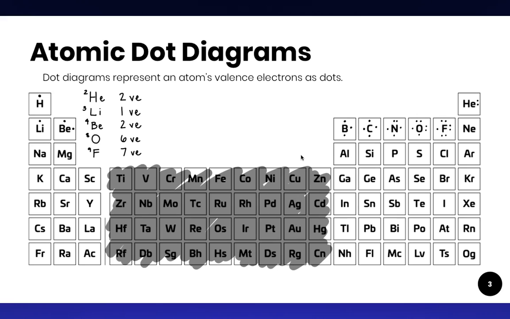Okay. Neon, a total of 10 electrons. How many valence electrons, and what will the dot diagram look like? You should have found that neon has a full octet with 8 valence electrons, and his dot diagram will look like this.